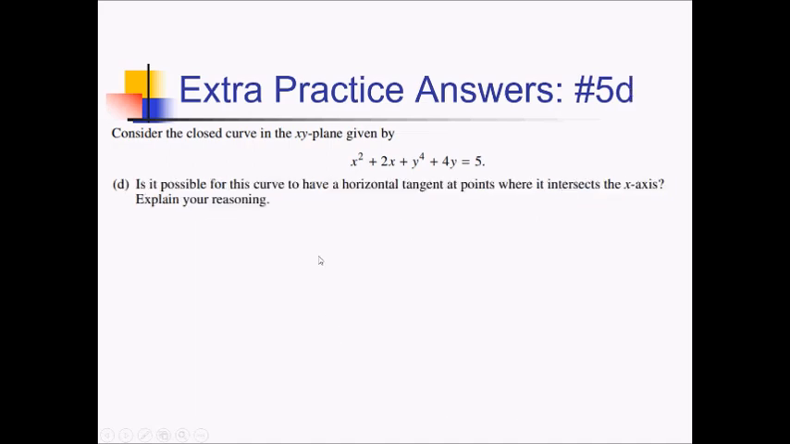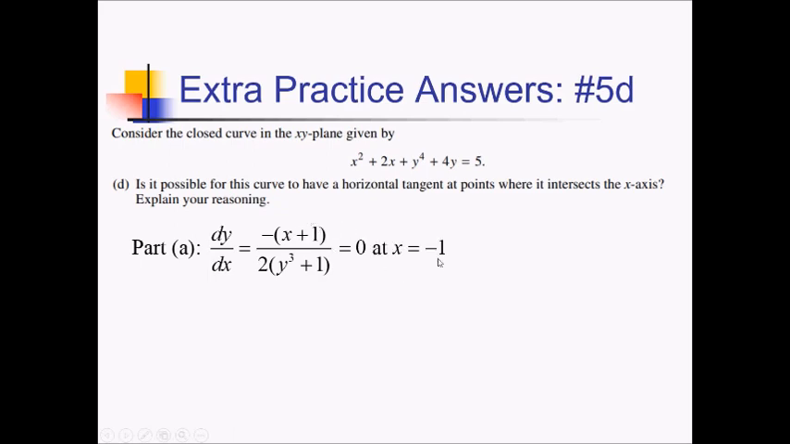For this last problem part, they're asking, is it possible for this curve to have a horizontal tangent at points where it intersects the x-axis? Explain your reasoning. Well, there's a lot of ways to do this. I think the easiest is just going to be to figure out the places where it could have a horizontal tangent and then see if it also intersects the x-axis at those points. So here again, one more time, we're using this a lot, is our dy/dx from part A. And if I'm talking about horizontal tangents, that means that I have a slope of 0. So that means that the numerator must equal 0.